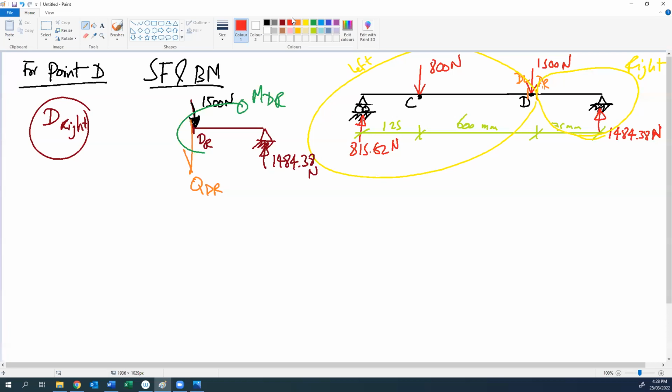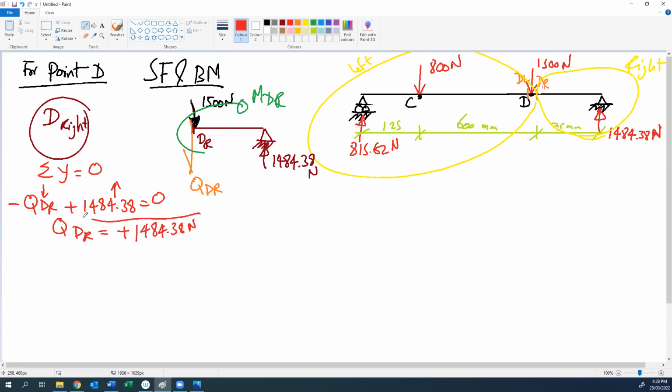If we apply the same procedure, summation y equal to 0, we will have QDR going down negative, plus the reaction 1484.38 going up positive, should be 0. From this equation, the shear at D right will be positive 1484.38 Newton. So this is the shear force at D right.